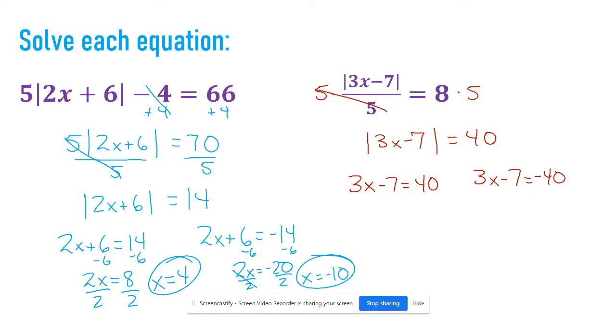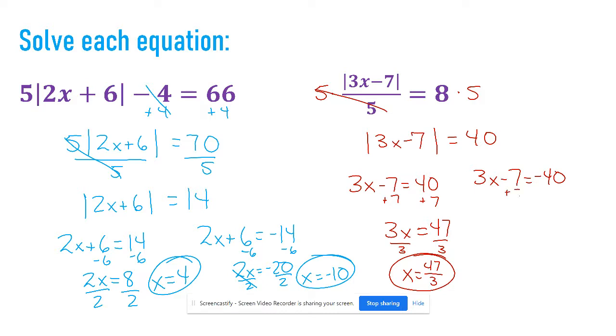And then we can just work this out from here. We will get 3x equals positive 47 for one of them. And when we divide by 3, I'm just going to leave this as a fraction. X is equal to 47 thirds. And you can make it into a decimal if you want, but it's probably best just to leave it as a fraction. That's going to be the most precise answer. So 47 thirds is one solution. Now we're going to work out this other one.